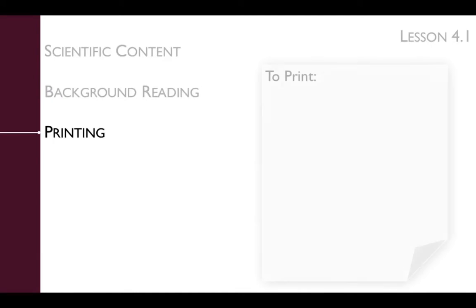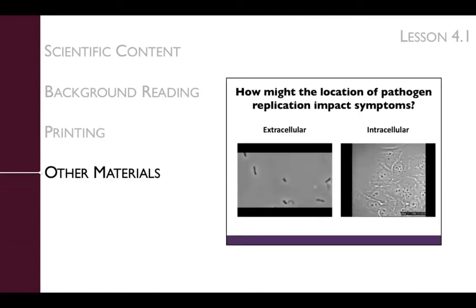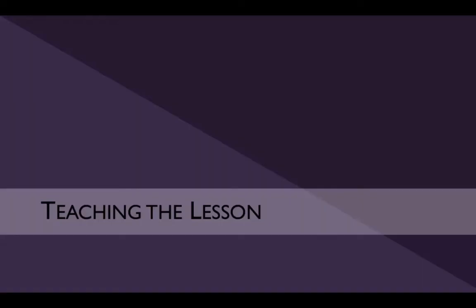Be sure to print the lesson worksheet, which is located in the Lesson 4.1 course materials. This lesson also requires watching two video clips about intracellular and extracellular replication. The video clips are embedded in the PowerPoint slide deck, and you'll want to confirm that they play properly on your computer before using them in class.